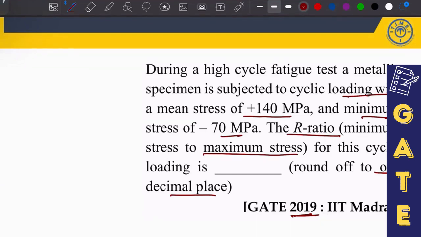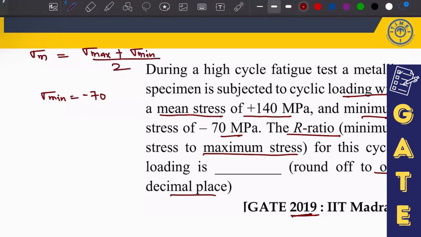It's minus 0.2. Yes, minus 0.2. So the minimum stress is nothing but minus 70. Many students have taken this as the maximum stress, but they have mentioned it is the mean stress, not the maximum stress. So the mean stress, sigma m, I am representing as sigma max plus sigma min divided by 2. The minimum stress is already given, so from here you will get the value of sigma max. What is the value of sigma max from here? Which is nothing but 350.